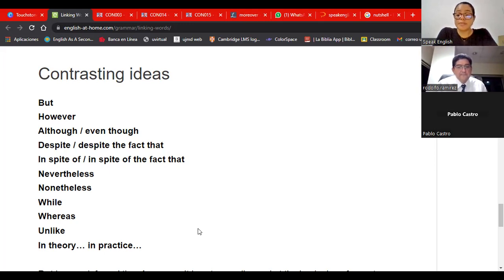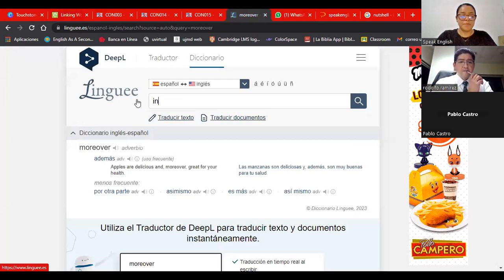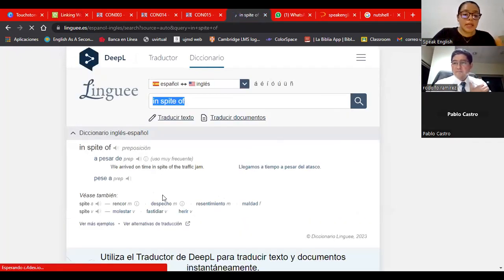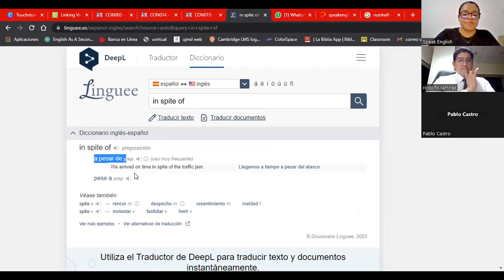Okay, very good. So, in spite of is new for you. That's why I failed the question several minutes ago, the exercise of the book. Very good. Let's look for the meaning of in spite of. I'm going to show it here. Now, something important. This is a three-word phrase. We never put them together. In spite of. And this is the meaning.